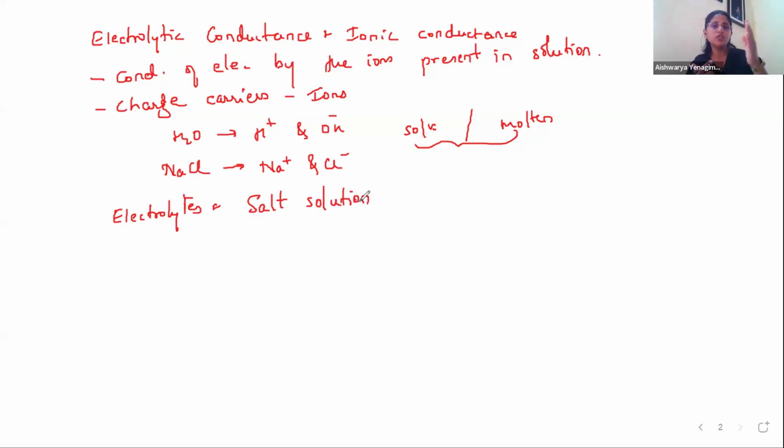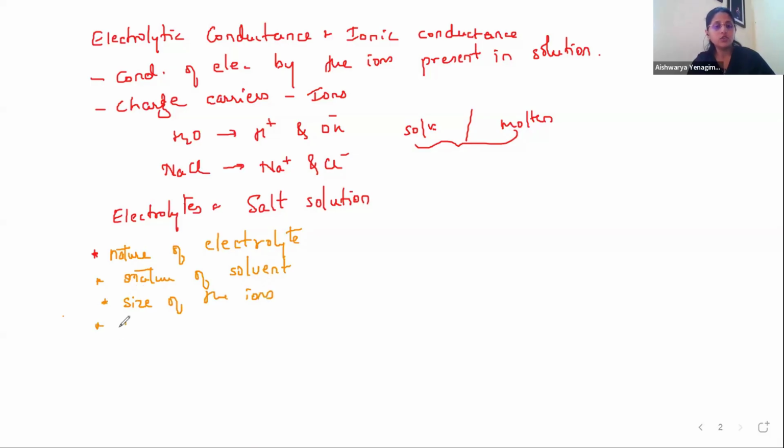Now the question is, what are the factors on which the electrolytic conductance depends? Metallic conductance we have seen. The first factor is the nature of the electrolyte, what type of electrolyte you have taken. Second, the nature of the solvent, water or whatever solvent you have taken. Third, the size of the ions. Then solvation, that is, how easily these ions dissolve in water.